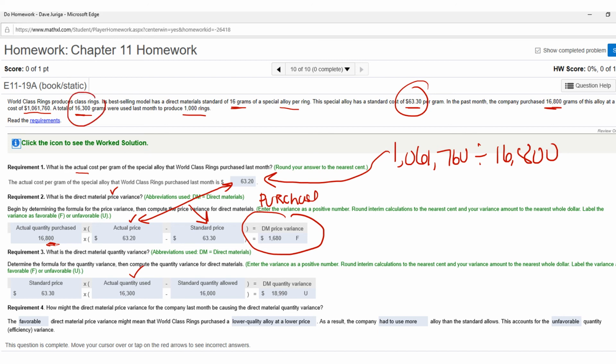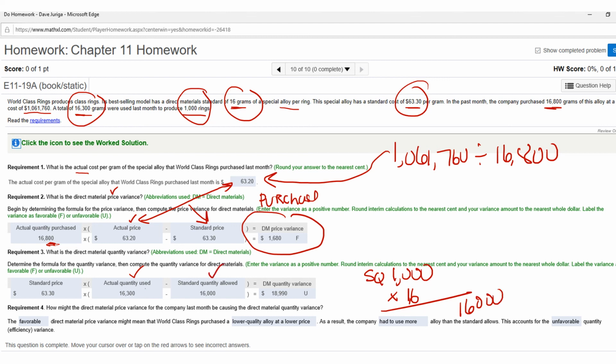On the quantity variance, you're going to be comparing the actual quantity used, which is 16.3. They told you that right up here in the problem. The standard quantity you're going to have to calculate. So we have to find out, well, what did they produce? When I go back up here, it looks like they produced 1,000 rings. So you're going to take that 1,000 rings and multiply by the standard input, which is 16 grams per ring. So that's where they get that 16,000.